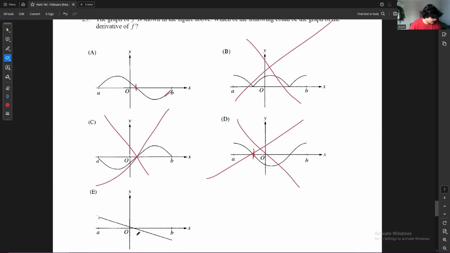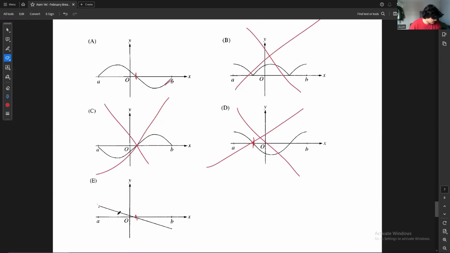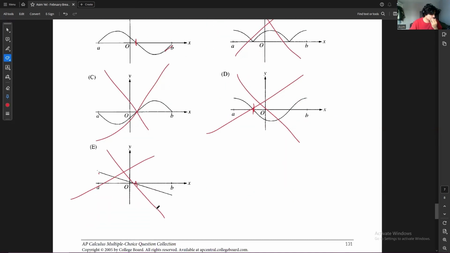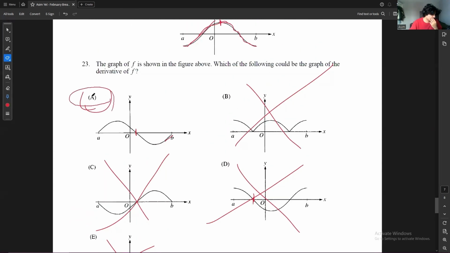Over here, this answer choice looks very good. How about this one? This one is definitely wrong because this is a linear function, and the increase is definitely not linear, because I have a stop in my increase, and other than that, it's changing concavity over here. So I don't think the answer choice will be E. It has to be A.